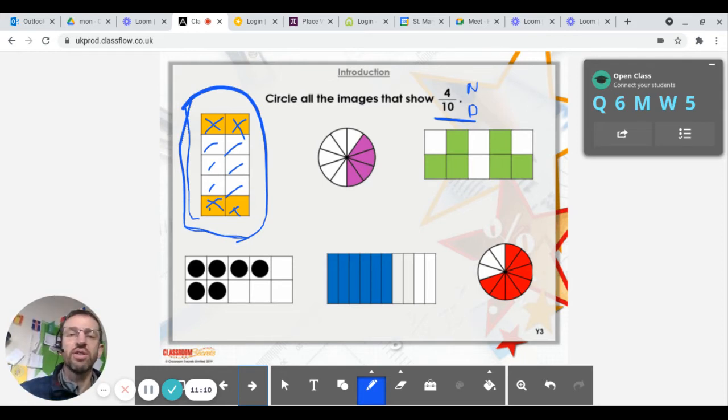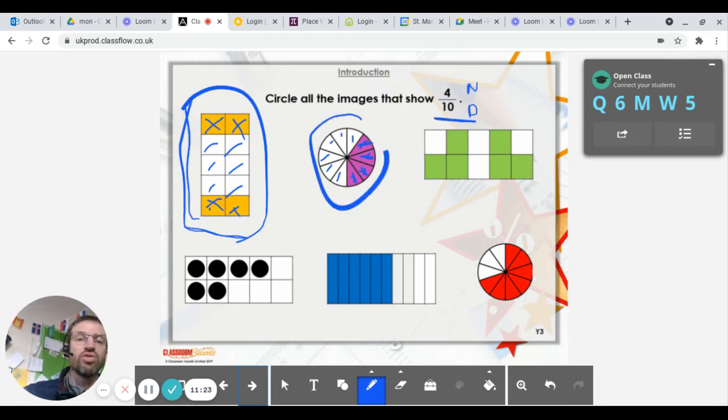Let's try this one. Are there 10 altogether? 1, 2, 3, 4, 5, 6, 7, 8, 9, 10. Yeah, there's 10 altogether. Are 4 coloured in? 1, 2, 3, 4. Yeah, I think that's true.